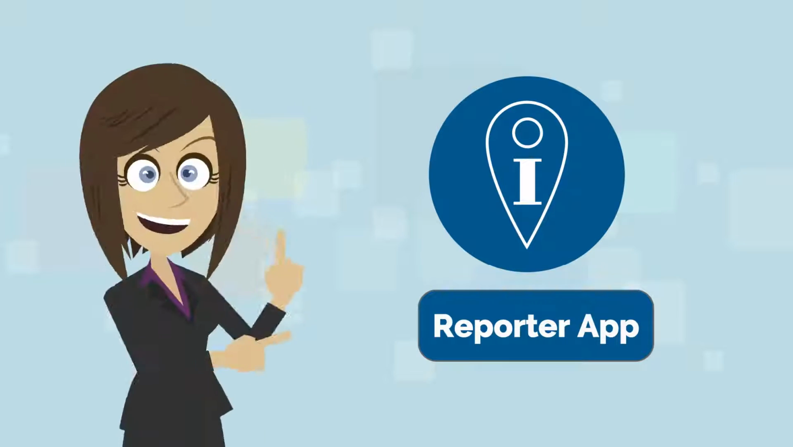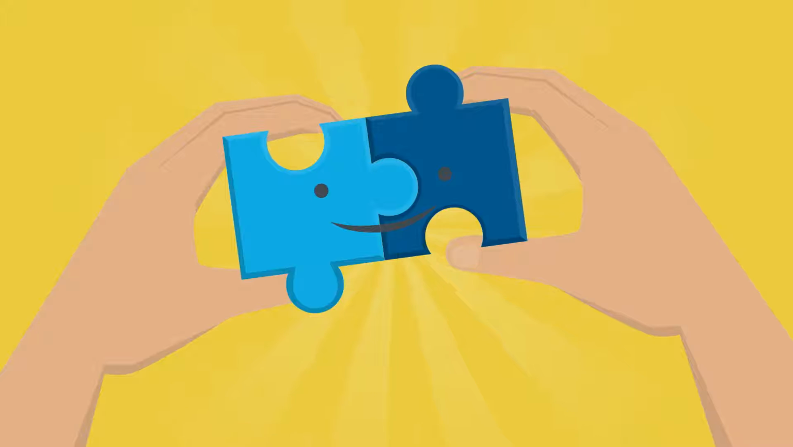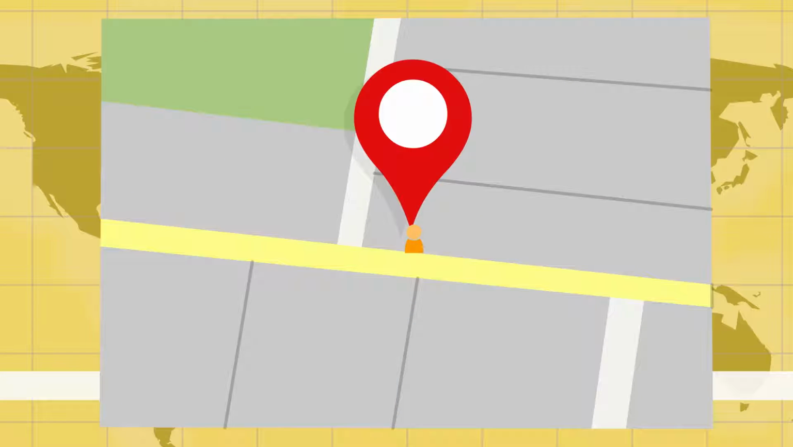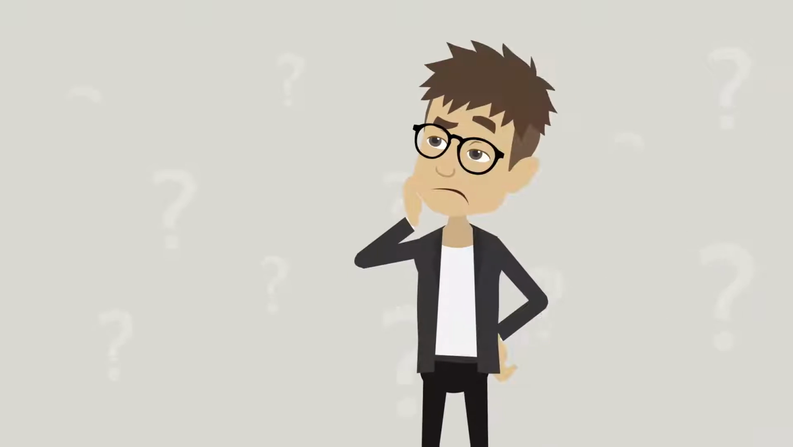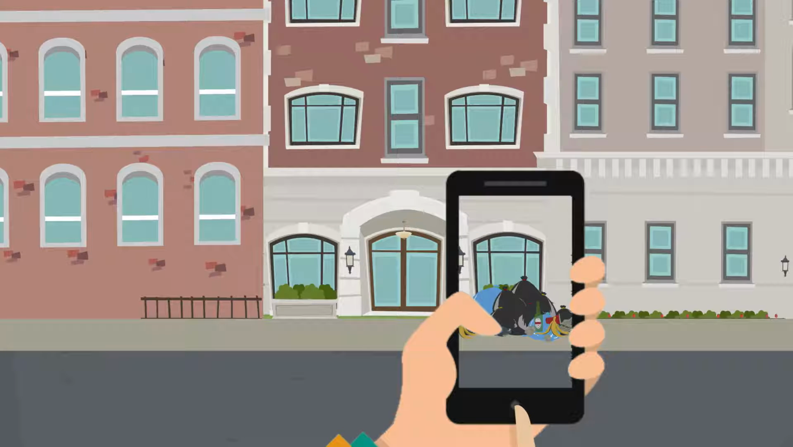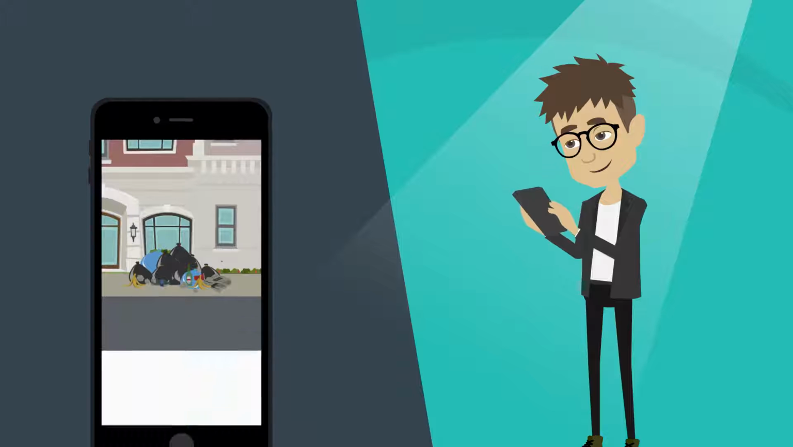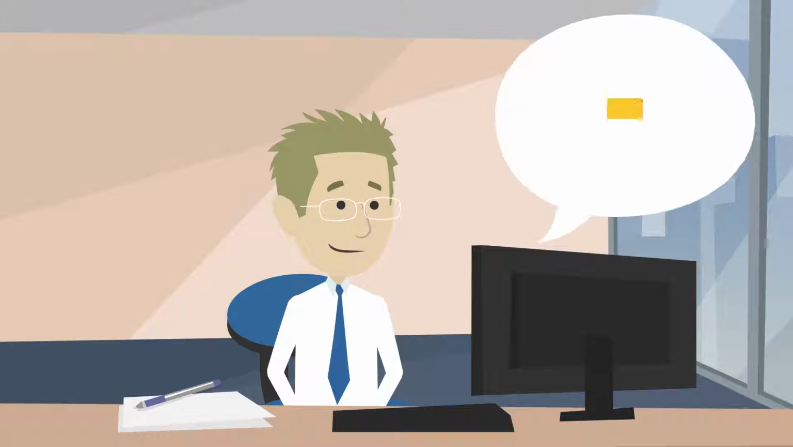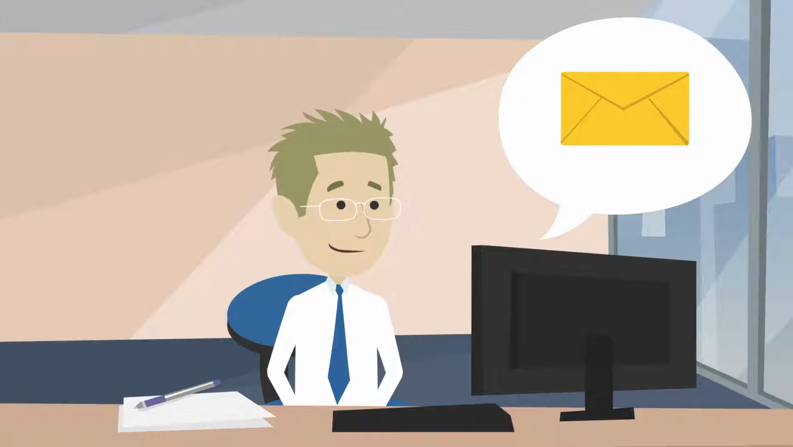With the Reporter app, reporting issues has never been easier. The app uses your location as a means of login, so no more remembering usernames and passwords. Simply snap a photo of the issue you'd like to see resolved, give a quick description, and within seconds, your report gets sent to the proper maintenance department.